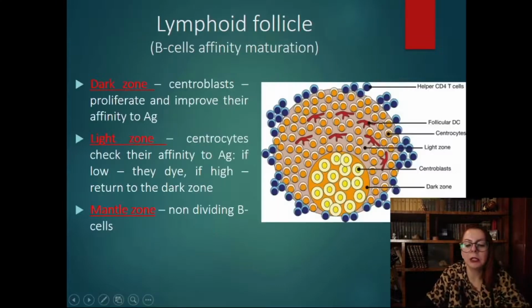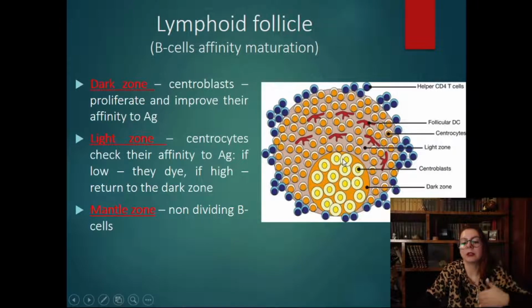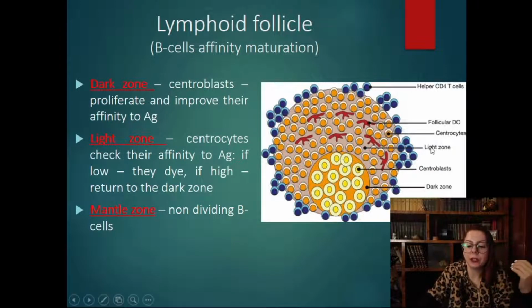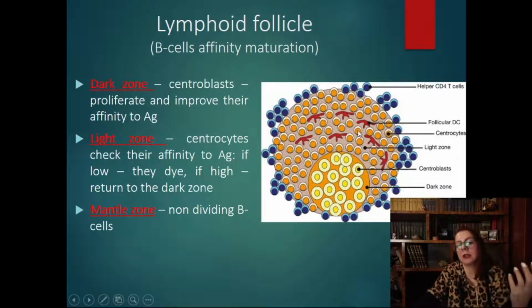Okay. And here the lymphatic follicle is shown in detail, and here we can see the dark zone, light zone, and the mantle zone. So in the cortex of the lymph node, after antigen stimulation, after some B cells were activated by the proper antigen, what happens? Some B cells, centroblasts, divide and increase the affinity of their antibodies to the antigen. After a set of divisions, they migrate to the so-called light zone. Here the light zone is located. They become centrocytes and they test their antibodies.